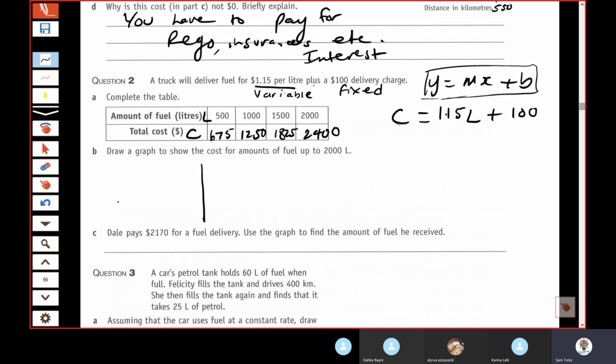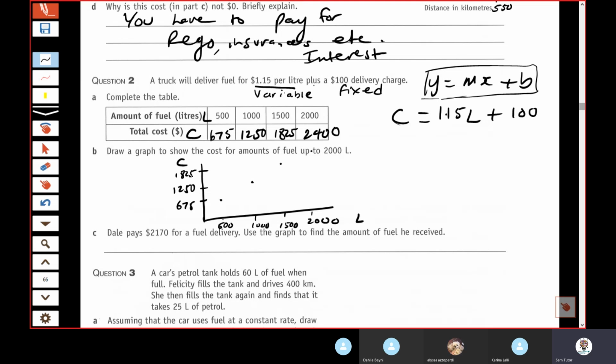Draw a graph to show the cost for amounts of fuel up to 2,000 liters. Well, you don't need to go to negative because you're not going to have any negative values. You might as well just draw these L-shaped axes. Your first one's 500, then 1,000, then 1,500, then 2,000. You've got to label it L. This is C. 675, 1250, really rough, but if you just draw it like that, you'll get 4 marks for that. You don't exactly need to plot 100, 200, 300, 600. It doesn't work like that. So that's all we want to see.